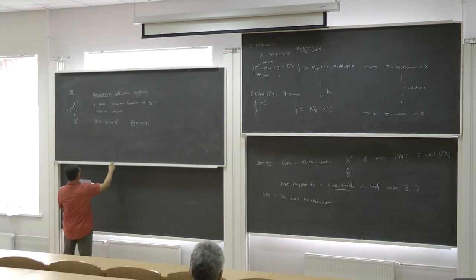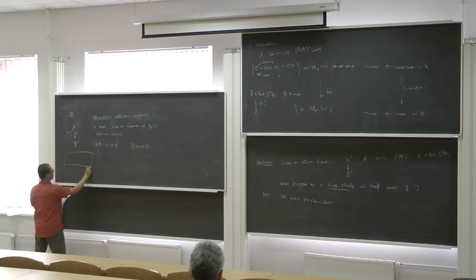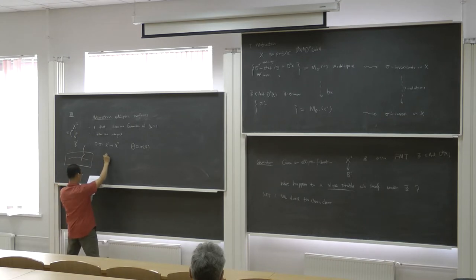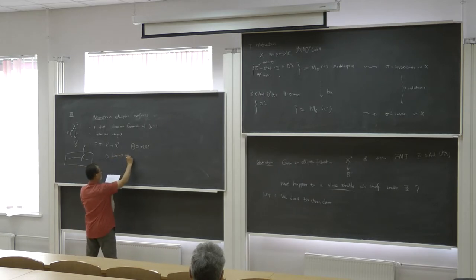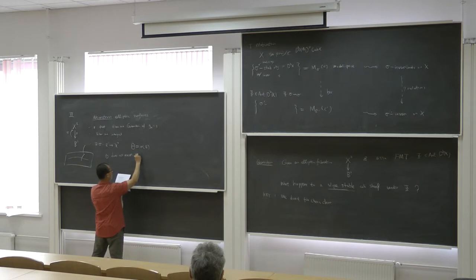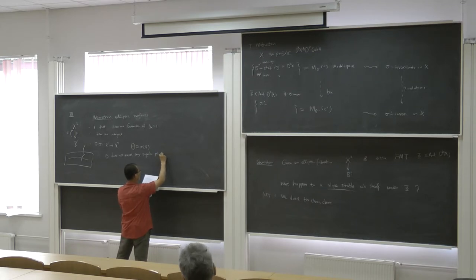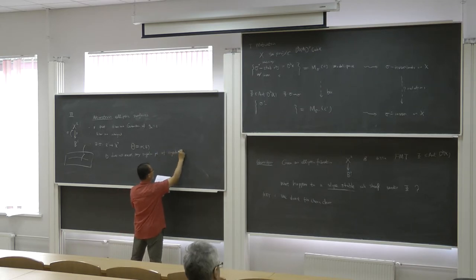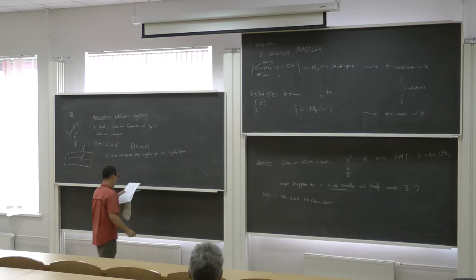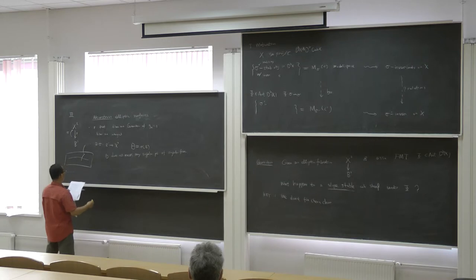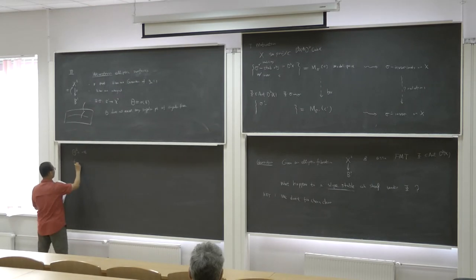Also, the picture is, once you have the singular fiber, you have sections. So this section will not meet any singular point of the singular fiber. That's my setting. And by the way, the generic fiber class will be called F. So here F is a fiber class.